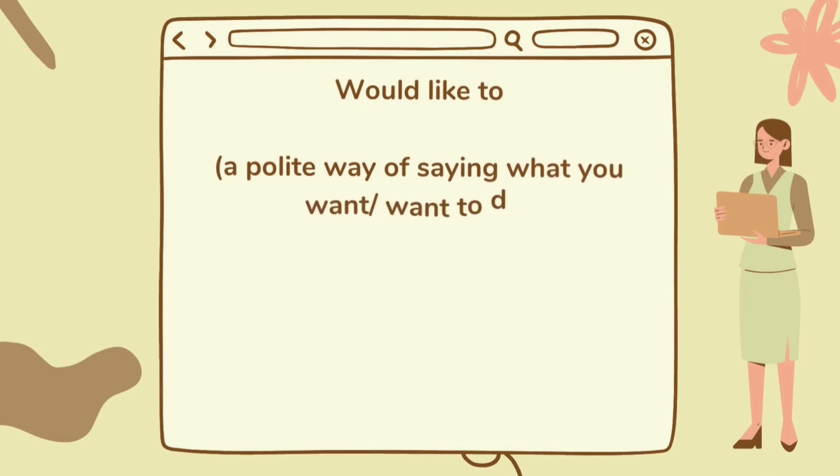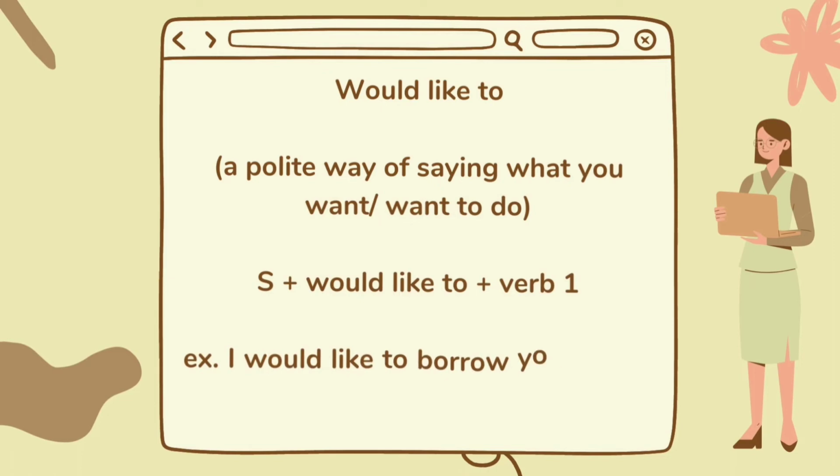This is still about linguistic elements, it is, would like to. Would like to is a polite way of saying what you want or want to do. The sentence pattern of would like to begins with the subject plus would like to plus verb one and ends with an object or complement. For example, I would like to borrow your book, please. Can we move on to the next explanation?